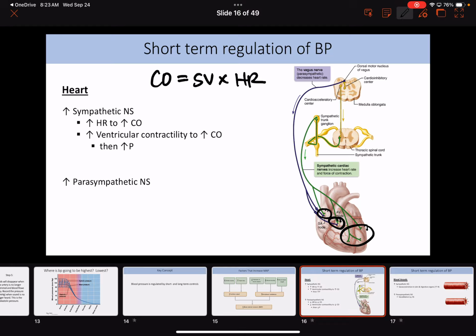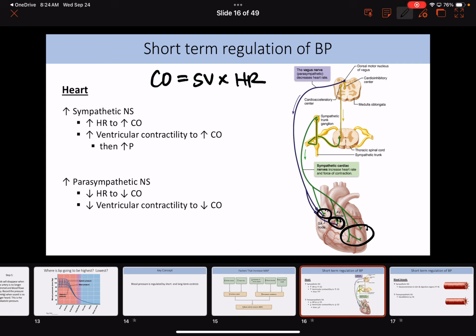Parasympathetic nervous system, if your rest and digest is activated, then you're going to have a slower heart rate, which is going to decrease cardiac output. And this time it's because of acetylcholine being put on the SA and AV node, making them work slower, depolarize at a slower rate.